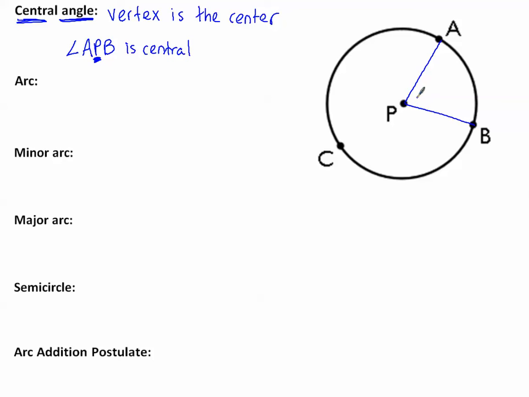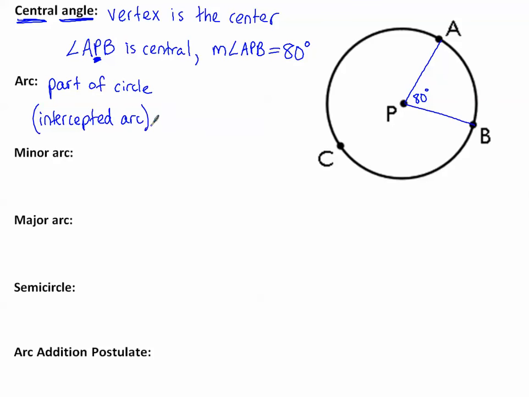This angle looks like it's about 80 degrees. So let's go ahead and put the measure there so that we can write that the measure of angle APB equals 80 degrees, just so that we remember how we write the measure of an angle. An arc is just part of a circle. And sometimes we call that an intercepted arc when it's being made by an angle.